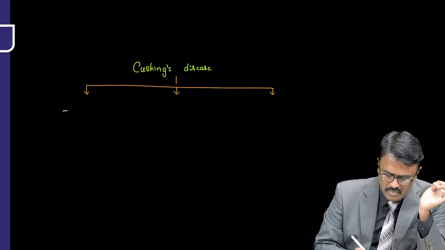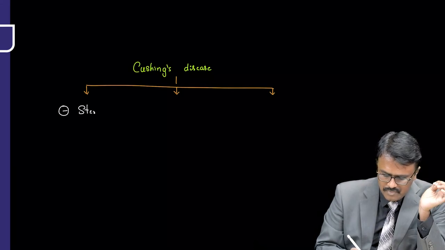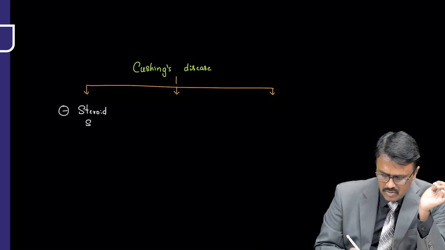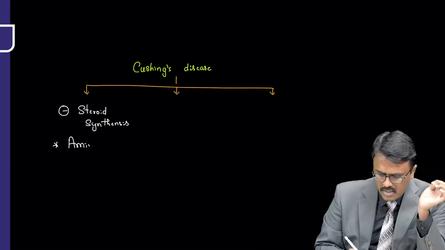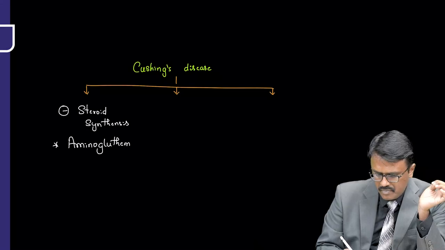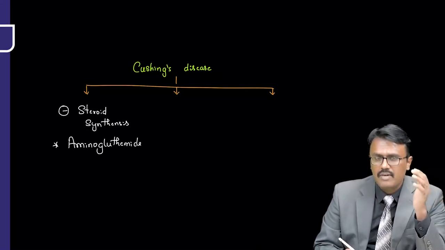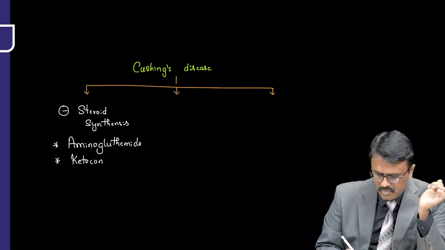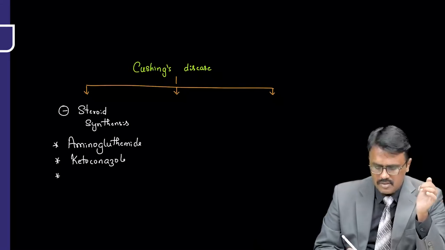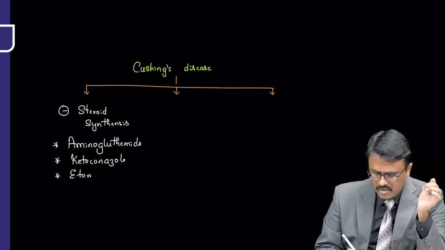Number one, to inhibit steroid synthesis. So what are the drugs which inhibit steroid synthesis? They are called aminoglutethimide. Then we use an antifungal drug called ketoconazole. Any anesthetic which inhibits steroid synthesis is called etomidate.